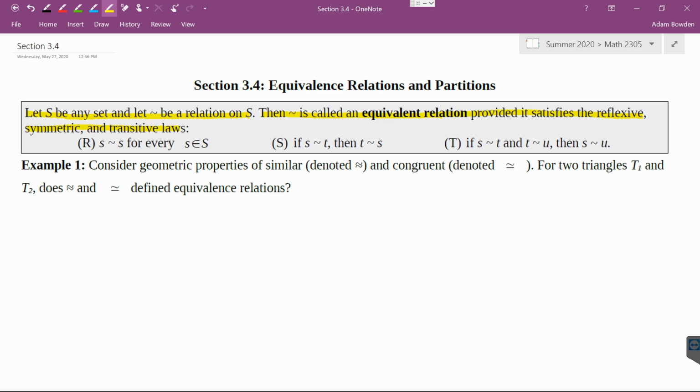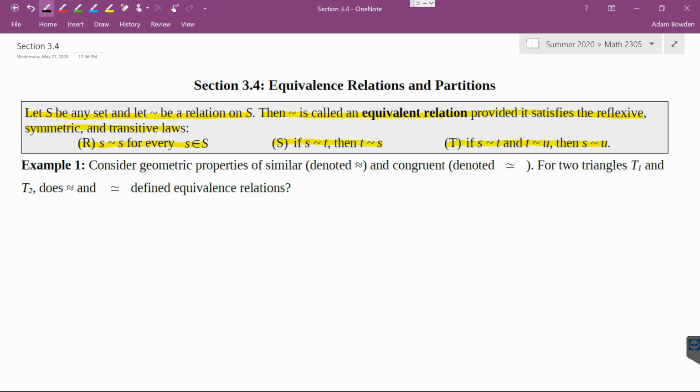So from back when we talked about relations, a reflexive relation is one in which, in this case, S relates to S for all S. Symmetric: if S relates to T, then T relates to S. And transitive means if S relates to T and T relates to U, then S relates to U. So if we have a relation and we can show that it matches these three conditions, then we have an equivalence relation. And as a consequence of this, we'll have some things like partitions that we can talk about in addition.